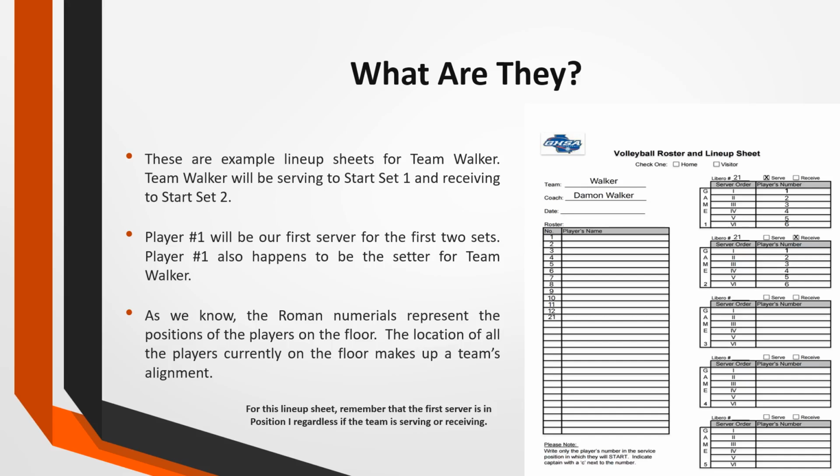We know that the Roman numerals represent the players' positions on the floor, and the locations of all the players currently on the floor make up the team's alignment. The difference between this particular lineup sheet and the one we viewed previously is that the first server will always be in position 1, regardless of whether the team is serving or receiving.